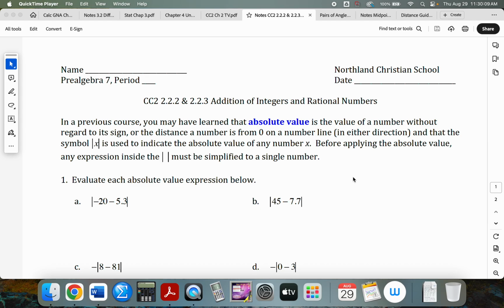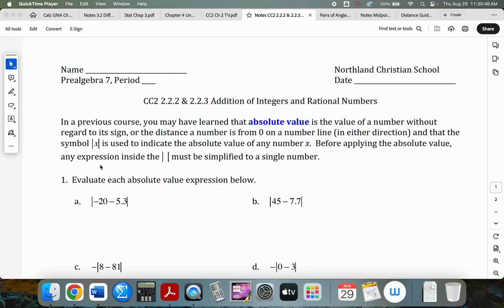Today, the first thing we're going to do is review the idea of absolute value. You probably have done this in a previous math class, but if you don't remember or you haven't done it before, we're going to go over it. So the absolute value is the value of a number without regard to its sign, or the distance the number is from zero in either direction. So with absolute value, you always get a positive or zero for your answer. It's not possible to get a negative for an absolute value problem.